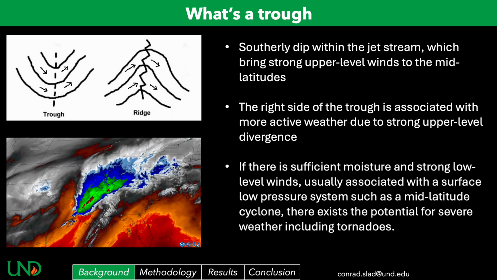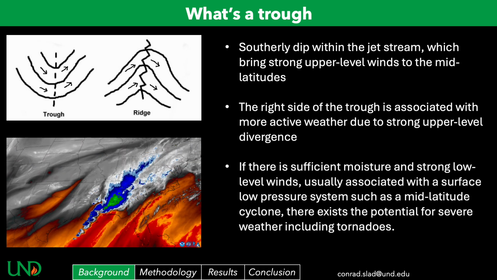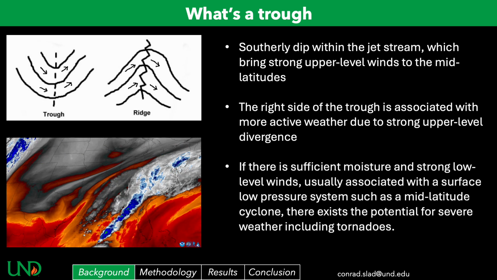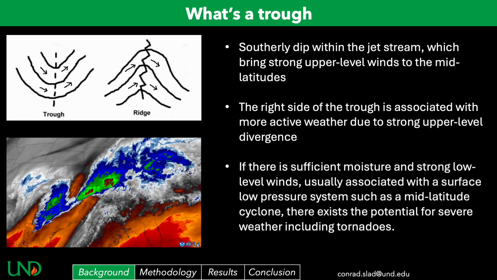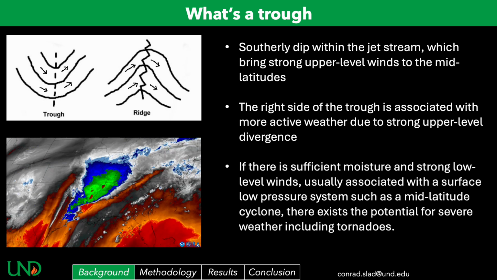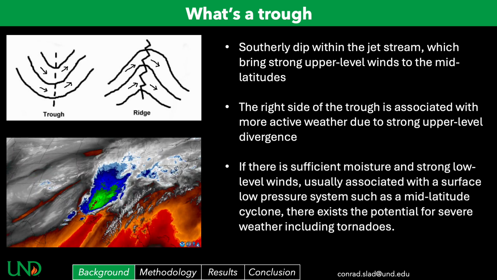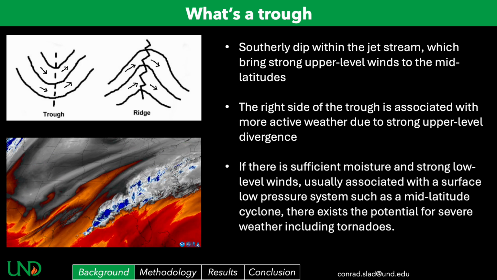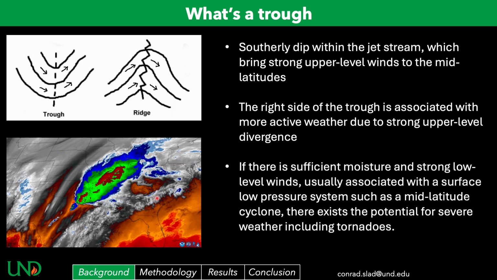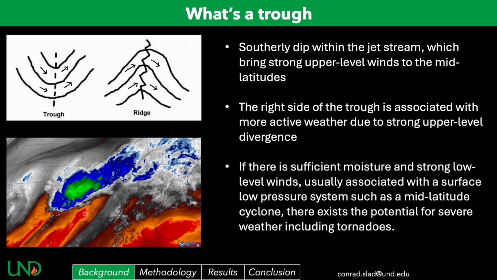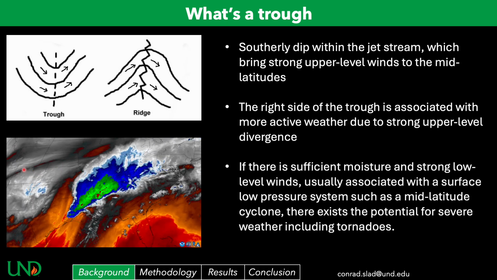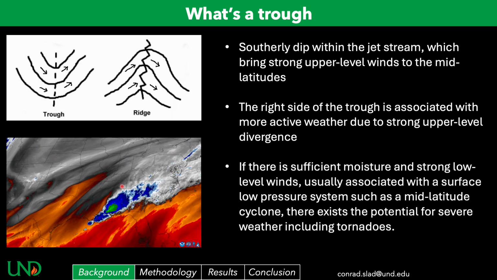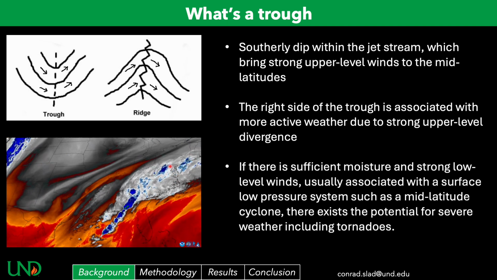Now, a trough is a southerly dip of the jet stream, which usually brings some strong upper level winds to the mid latitudes, so across the United States. And what does that mean? That might mean more active weather, more cloudy weather. And as you can see depicted in this lower figure, we have this satellite imagery showing a dip in the jet stream. If you follow it, it goes all the way south and eventually pushes eastward across the East Coast.